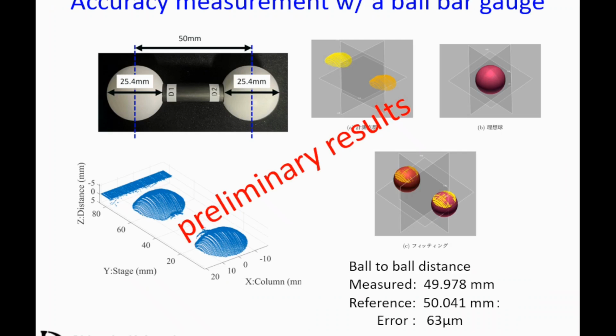And these are preliminary results for the accuracy measurement using a ball bar gauge, which is a standard method to evaluate 3D scanners. From this measurement, our accuracy is also 63 micrometers. So in terms of accuracy, we can achieve the sub-100 micrometer level.